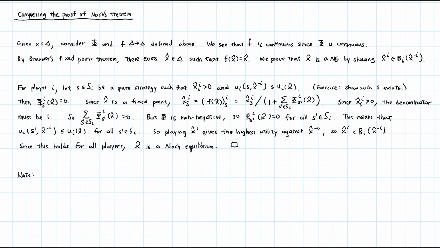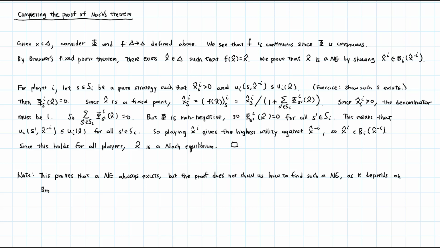As a final note, this proves that a Nash equilibrium always exists, but the proof does not show us how to find such a Nash equilibrium, as it depends on Brouwer's fixed point theorem. And this is the end of the section on strategic games.